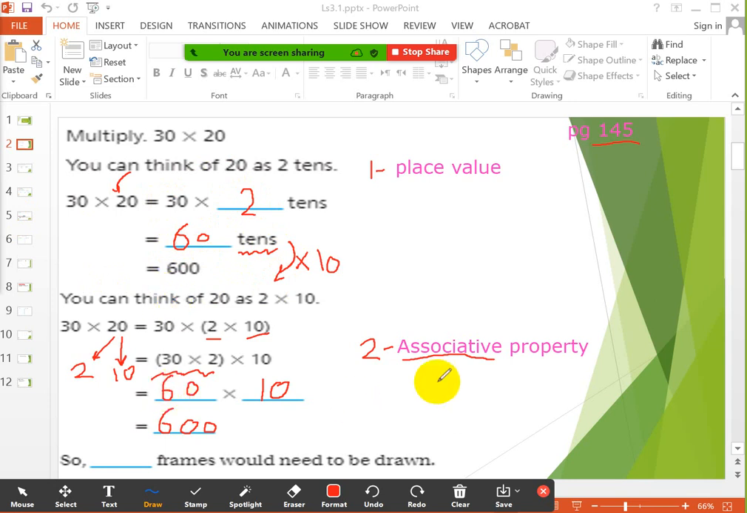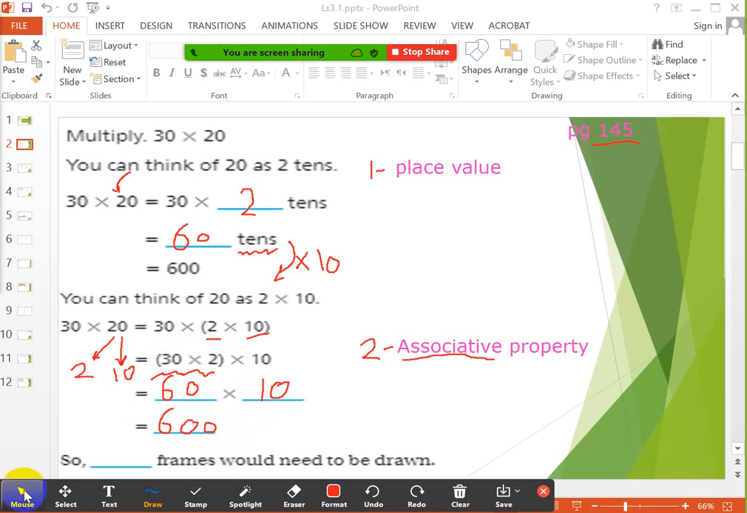Or I can use associative property, so I will break down one of those tenth numbers into two numbers multiplied together and put them between parentheses. Then I will use associative property to take those parentheses and put them around those two numbers, 30 multiplied by 2. So I will find the answer for this multiplication, and it's easy for me. 30 multiplied by 2 equals 60, as we learned. Then I will multiply 60 with 10, so the answer will be 600.